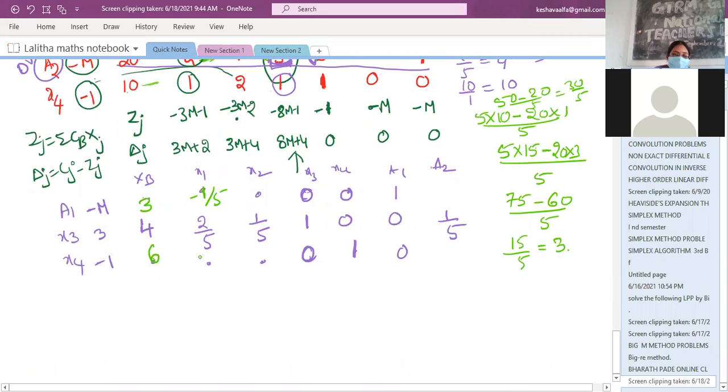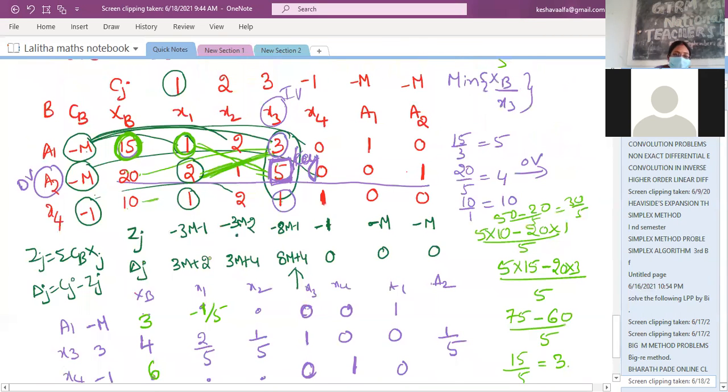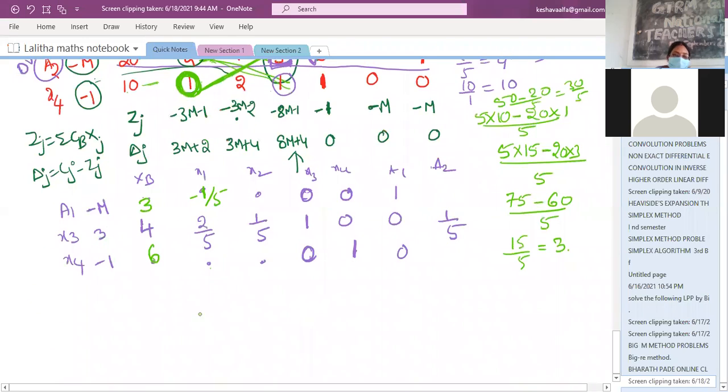Next value, the x1 column value, this position value. So tell me the answer. You calculate and tell me the answer. I want this position value. Start with the key element, AD minus 5 into 1 minus the remaining elements, 2 into 1. So 5 minus 2, 3 by 5. 3 by 5.